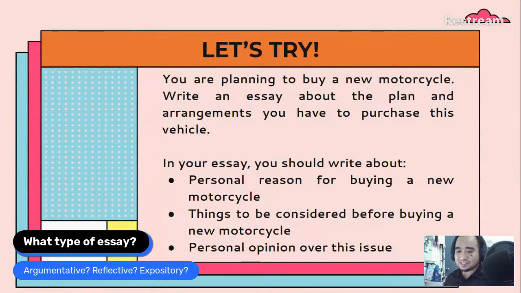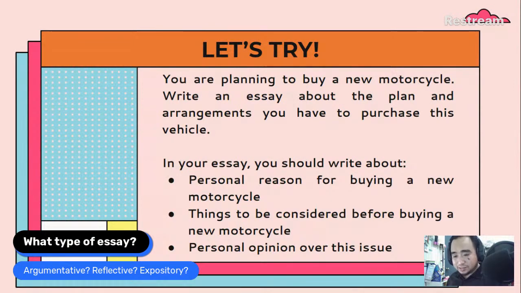If we look at the question, first you are going to tell your personal reason for buying a new motorcycle. Next, things to be considered before buying a new motorcycle, personal opinion over this issue. So if you say that this is a very open essay, it can be argumentative, it can be expository, it can be reflective, depends on the way you write it. Because it just mentioned write an essay. So you decide because the third point is very open. The personal opinion, whether you support or you go against. So if you decide to take one side, you are writing an argumentative.